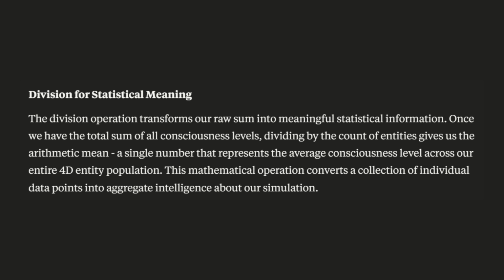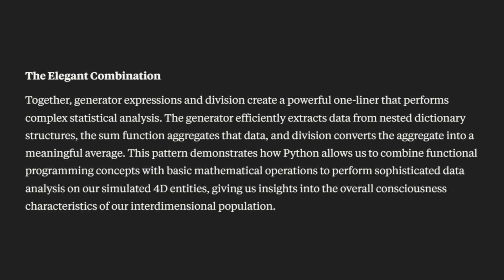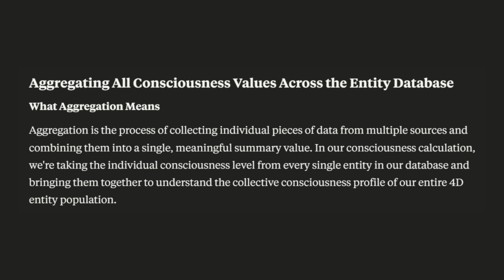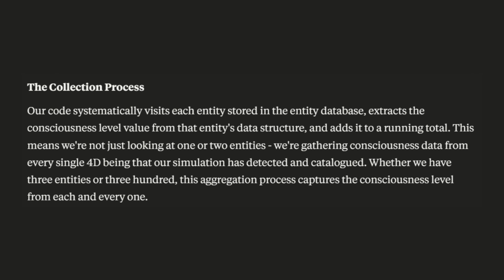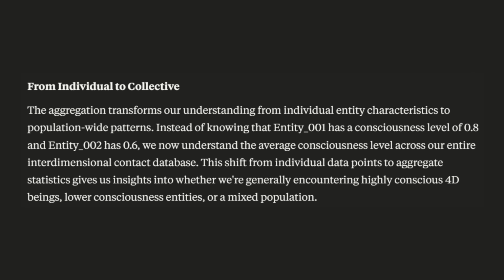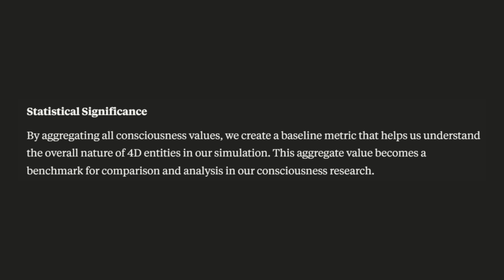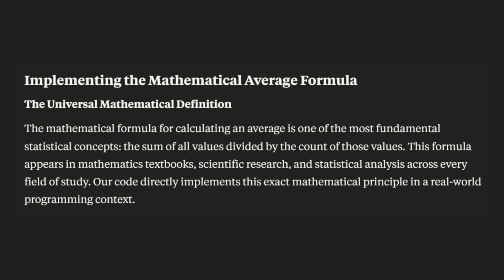This mathematical average formula is implemented in Python. sum(entity.consciousness_level for entity in self.entity_database.values) aggregates all consciousness values. len(self.entity_database) counts the total number of entities. The / performs division to convert the total into an average. This implements the mathematical formula: average equals sum of values divided by count of values.